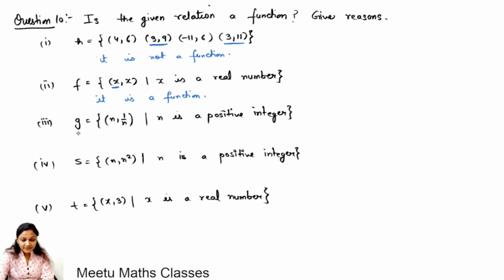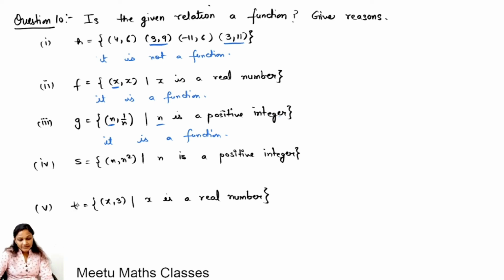Next, in the relation G, n is related to 1 by n, where n is a positive integer. So for every positive integer, the image 1 by n is unique. 1 by n is not defined only when n is 0, but your domain is the set of positive integers, which does not contain 0. So 2 is related to 1 by 2, 5 is related to 1 by 5. Every element in the domain must have a unique image, so it is a function.